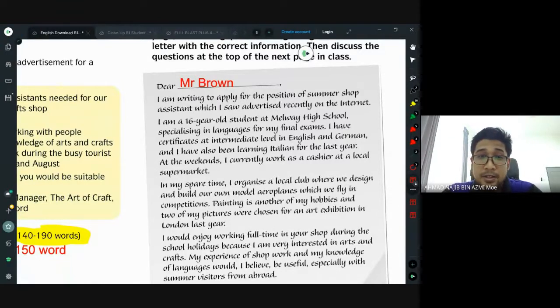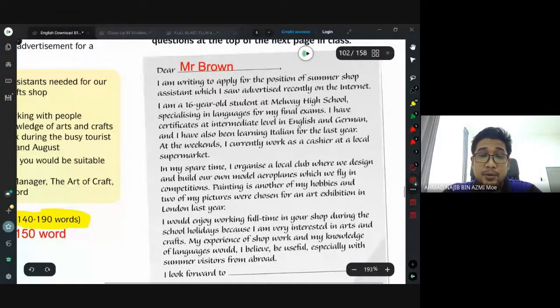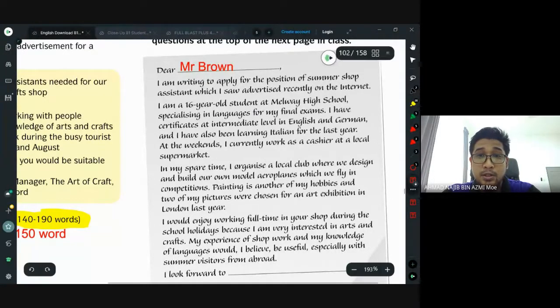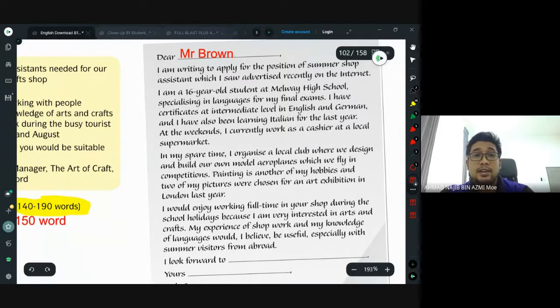Okay. And then the next paragraph. So, yang pertama kita bagi tahu terus tujuan kita tulis surat ni untuk apa, is to apply for the position. Kan, mohon jawatan. And then next paragraph.